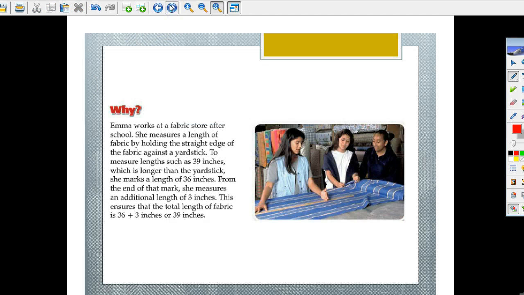Alright, why? Emma works at a fabric store after school. She measures the length of fabric by holding the straight edge of the fabric against a yardstick. Like she's doing here, she's holding it straight on a yardstick. To measure length such as 39 inches, which is longer than a yardstick, she marks a length of 36 inches. From the end of the mark, she measures an additional length of 3 inches. This ensures that the total length of fabric is 36 plus 3, or 39 inches.